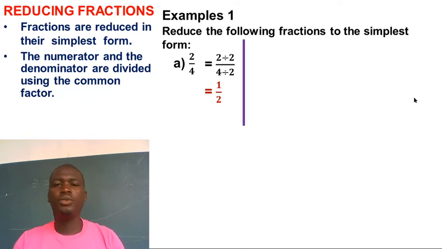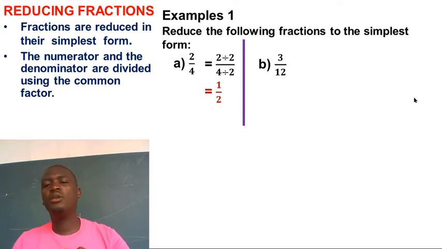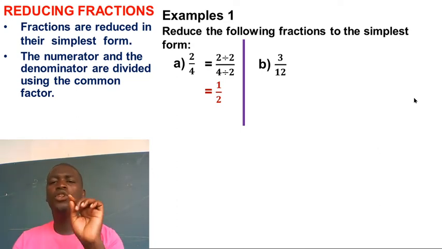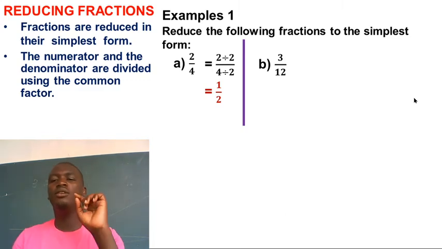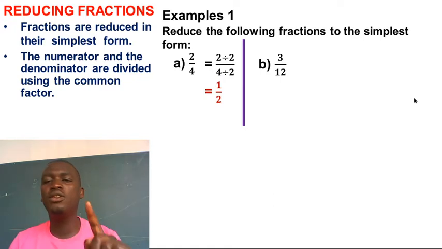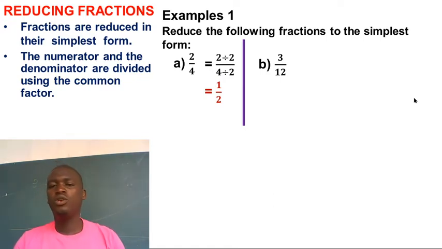Then we go to the next, B, which is 3 out of 12. What is the common factor between 3 and 12? Let's look at 3. What are the multiples of 3? We have 3, 6, 9, 12, 15. Therefore, for 3 and 12, 3 is a common factor. Common factor means the number that can divide 3 and the remainder is 0, and the same number can divide 12 and the remainder is 0. So that number is 3.